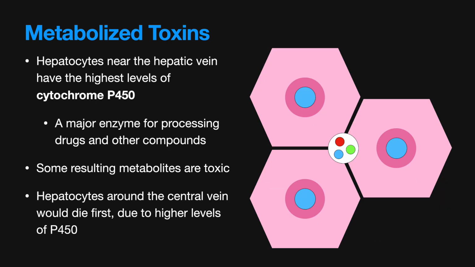Metabolized toxins also cause centrilobular necrosis. This is because the hepatocytes near the hepatic vein have the highest levels of cytochrome P450, which is a major enzyme for processing drugs and other compounds. Some of those resulting metabolites may be toxic to the hepatocyte that metabolized that compound. Therefore, these metabolized toxins primarily affect hepatocytes around the central vein first, due to their higher levels of cytochrome P450.